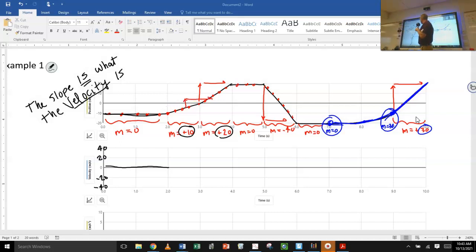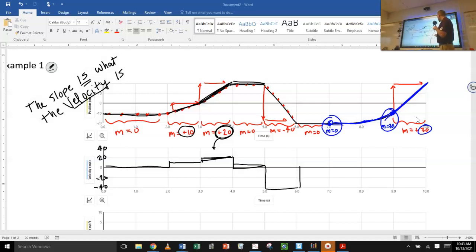So now, the velocity here is positive 10. So I go up to 10, and I'm moving at a constant speed of positive 10. Now my velocity is positive 20. The slope is what the velocity is. My slope everywhere is 20, so my velocity everywhere is 20. My velocity is 0 through that whole interval. My velocity is negative 40. My velocity is 0. See, I'm pulling these numbers.